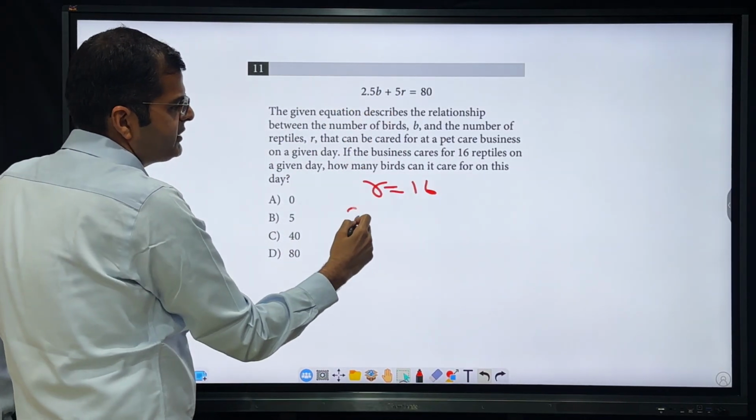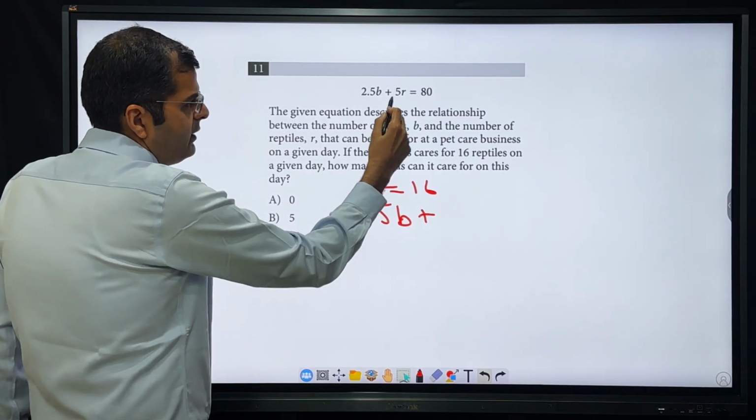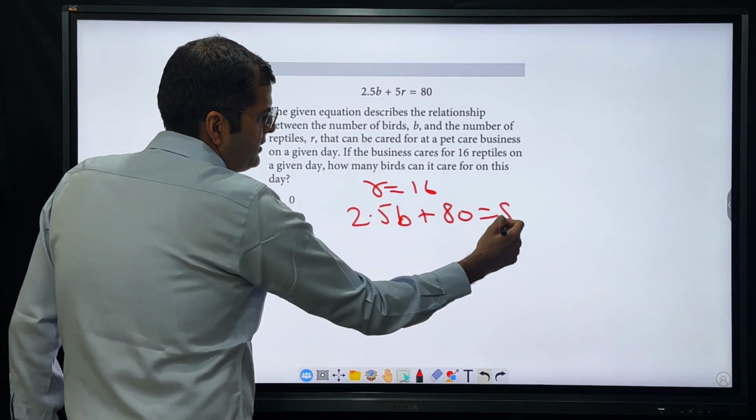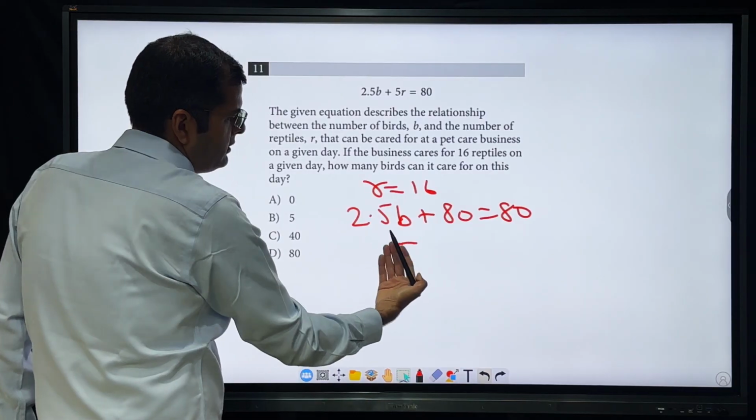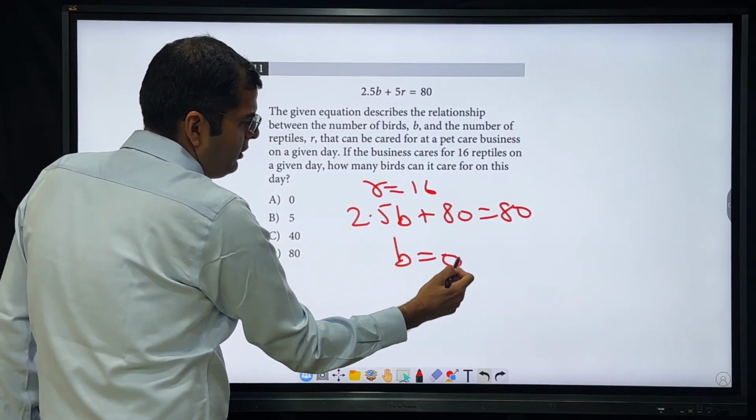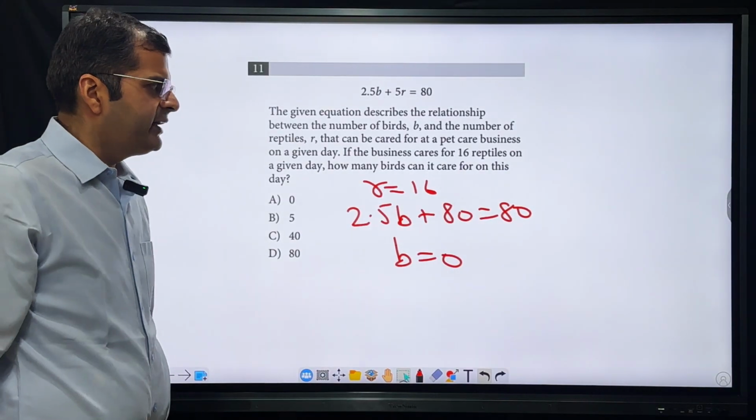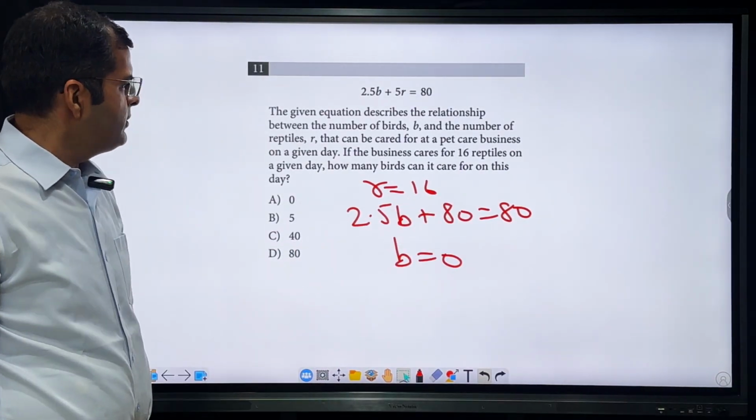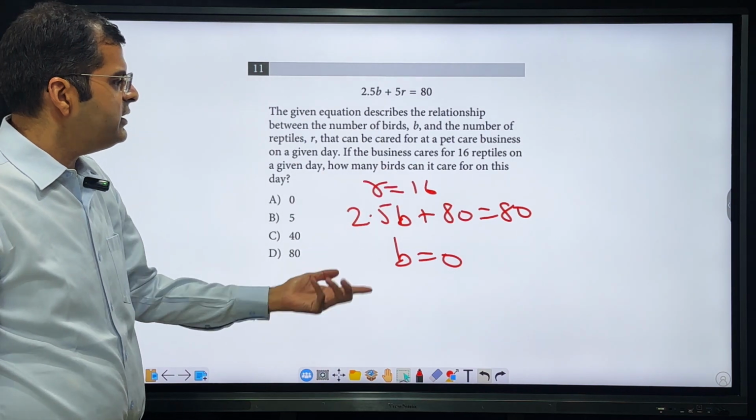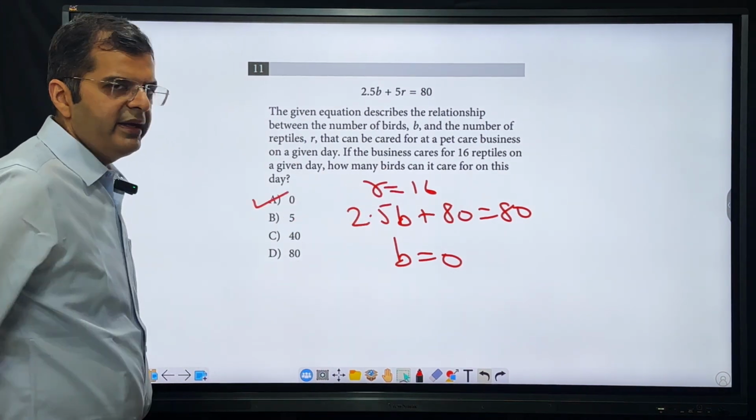If I put r equal to 16, this becomes 2.5b plus 5 into 16, which is 80, equal to 80. That means from here I can say b is equal to 0, because 2.5b plus 80 equals 80, and 80 minus 80 is 0. So b is equal to 0. How many birds can it care for? 0 birds. Answer option A is correct here.